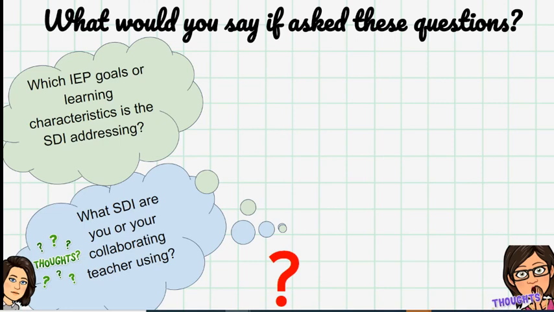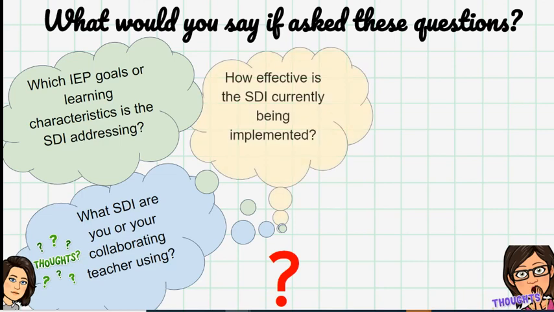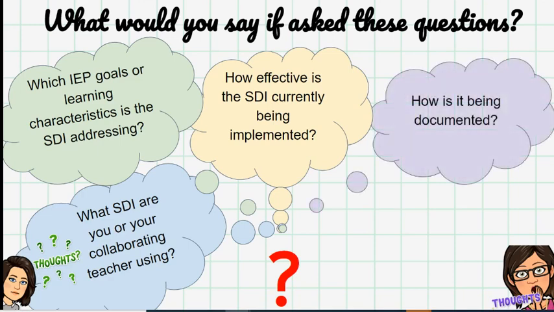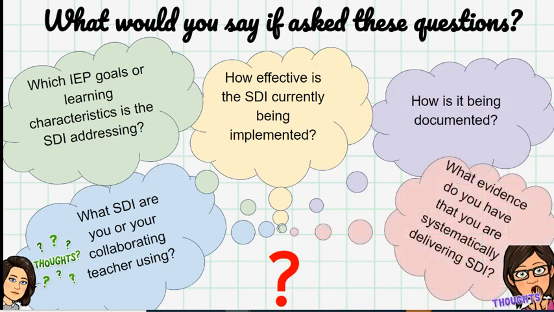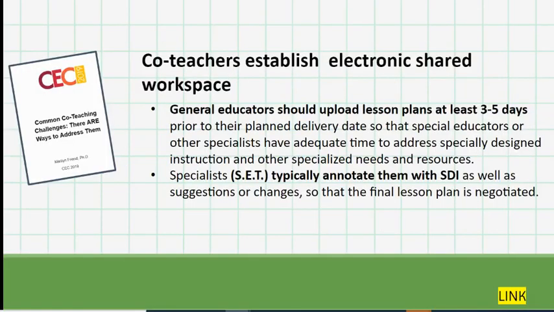Remember, we're talking about this co-teaching team, and these conversations should be happening during the macro planning. Well, how effective is the SDI currently being implemented? How is it being documented? And what evidence do you have that you are systematically delivering this specially designed instruction? Both the gen ed and the special education teacher need to be having conversations so that no one is caught off.